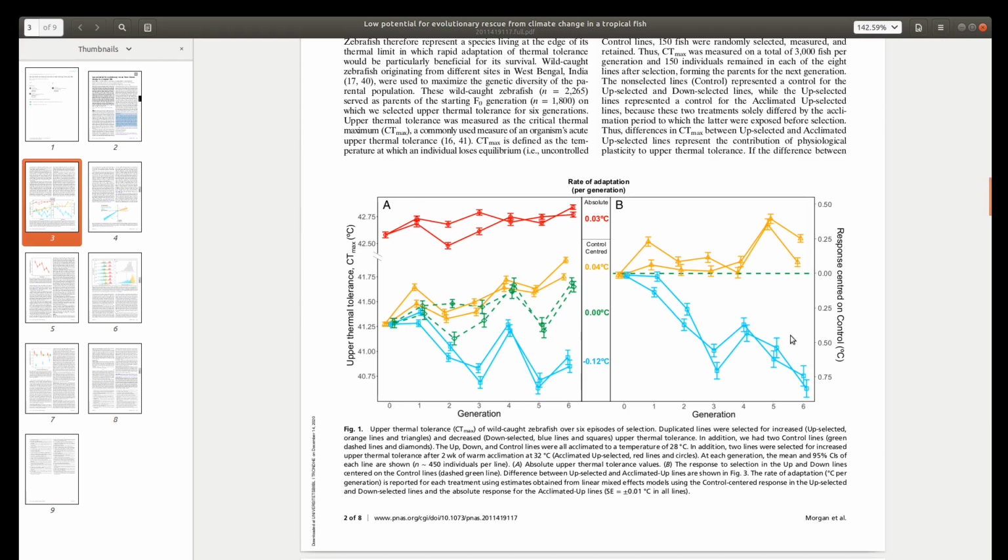And the B graph is expressing these changes relative to the control. So now all these dotted lines are just plotted as the 0 point here. So relative to the controls, the up-selected lines finally increased towards the end of the experiment, but the down-selected lines increased immediately and to a higher negative magnitude here.